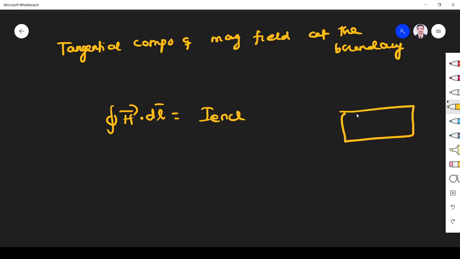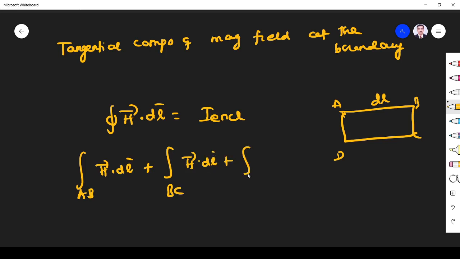We apply Ampere's circuital law. We know it's like this only, right? So AB, CD, and this is dl. This is the loop, right? So I split the total loop into 4 parts. A to B, H dot dl, plus integral B to C, H dot dl, plus C to D, H dot dl, plus D to A, H dot dl, is equal to I enclosed. Sorry, I enclosed. Okay, so what happens here?